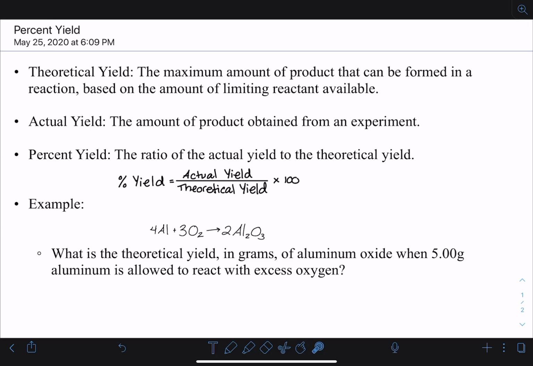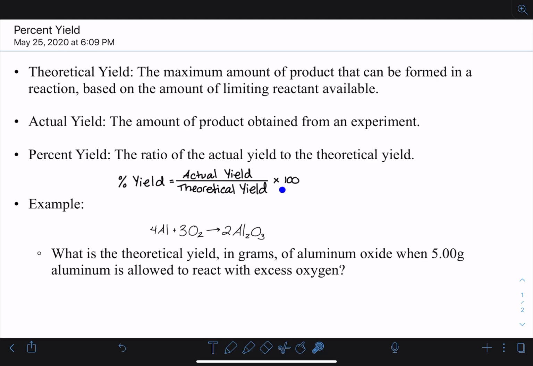The specifics of that is something that we get into a lot more in Chem 2. So the percent yield, which is our main topic for today, is just the ratio of the actual yield to the theoretical yield. To calculate the percent yield, we're just doing the actual yield divided by the theoretical yield and then multiplying by 100 to put it into a percentage.